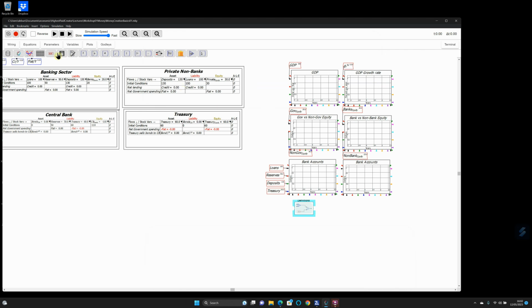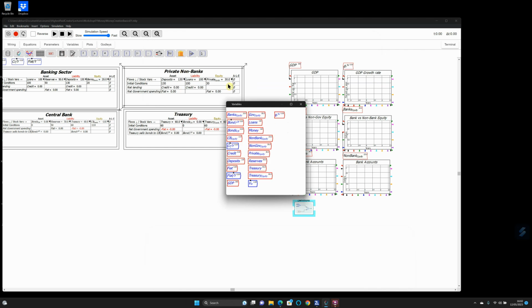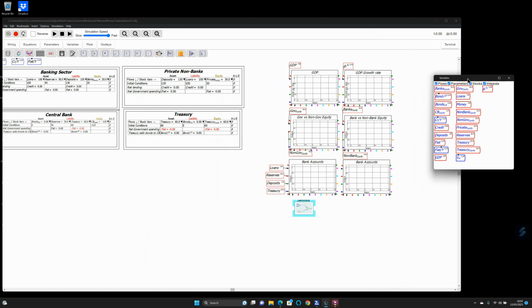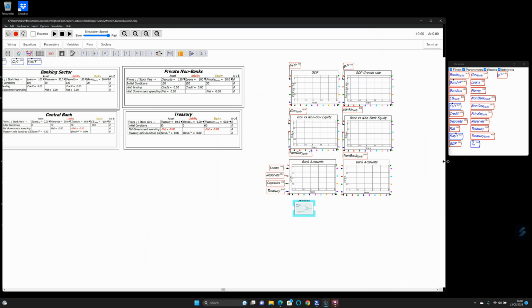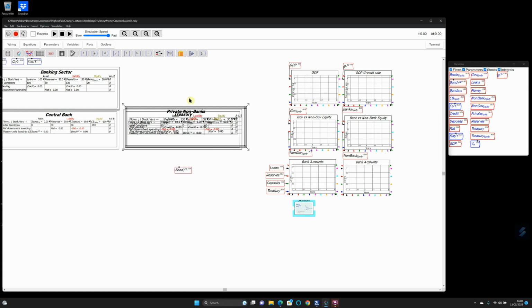So I now want to bring up the variable window again, the browser window, and bring those elements over. And let's put this over here so I can easily go back to that particular window. So I want now the sales of bonds by the Treasury to the central bank here. And notice that's reverse direction here. So I'm just going to go and pardon me.